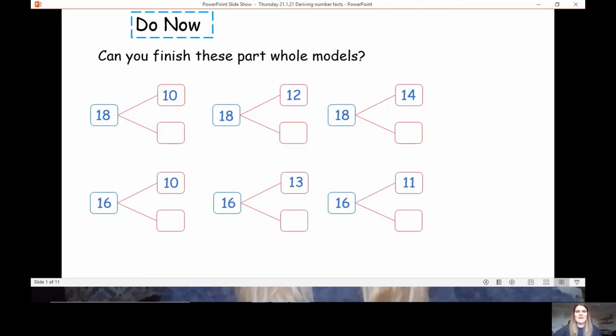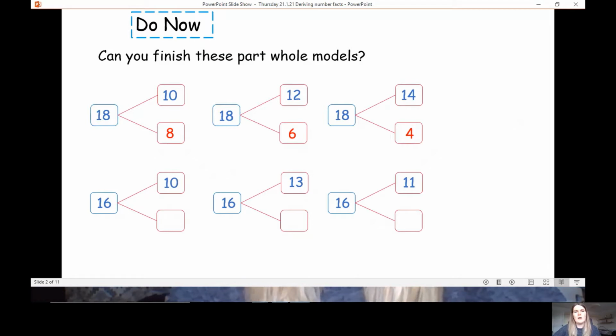Great, you've had a go. Let's have a look and see what you got. So you should have found that 10 and 8 together made 18, using our number bonds 0 and 8 to help. And you should have found that 12 and 6 make 18, 2 and 6 making 8. Great job. And 18, 14 and 4. Very good. 14 and 4 using 4 and 4 makes 8.